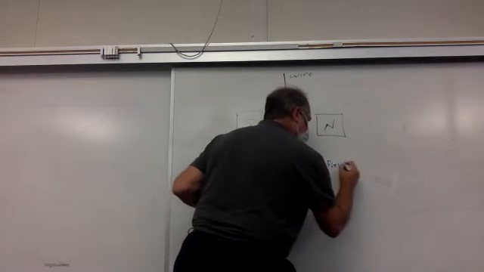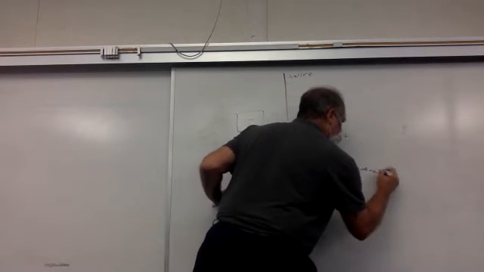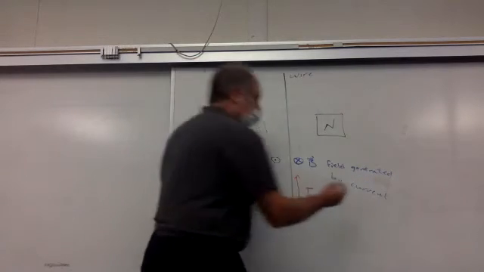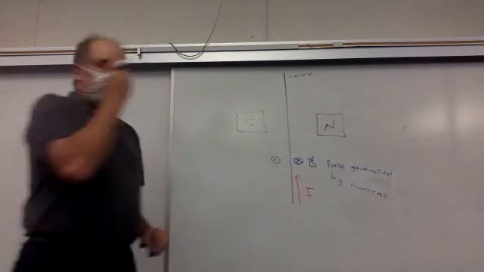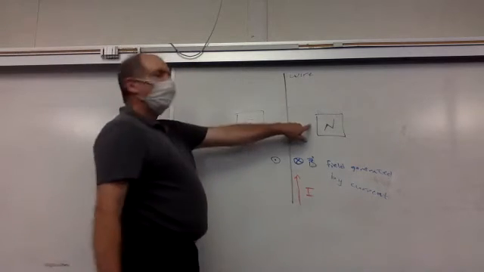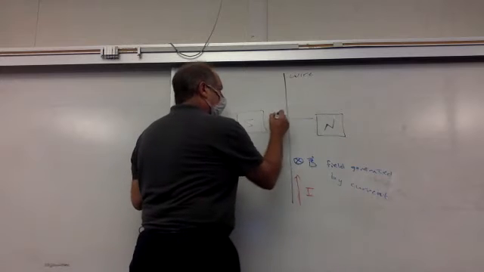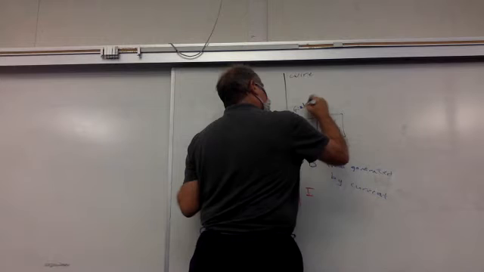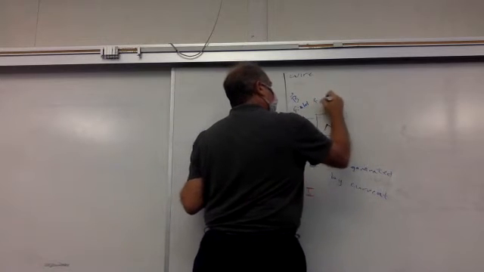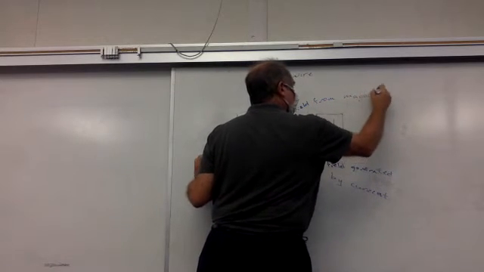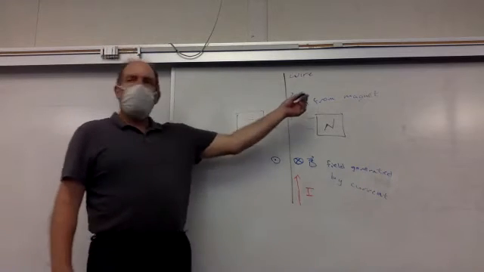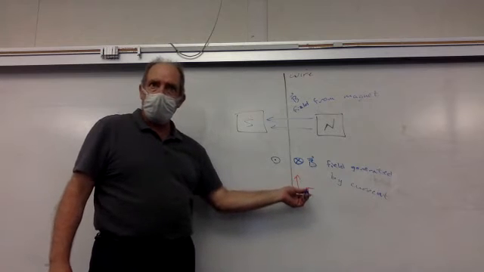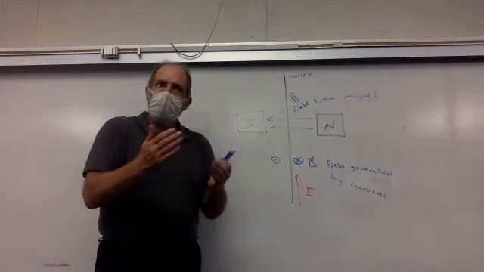This is field generated by the current. Okay? Field generated by the current. Now, I also have magnetic field lines from the bar magnet or from the horseshoe magnet, and they go from north to south. B field from magnet. Well, the magnetic field from the magnet is going to interact with the magnetic field from the current. And they're either going to attract or repel each other.